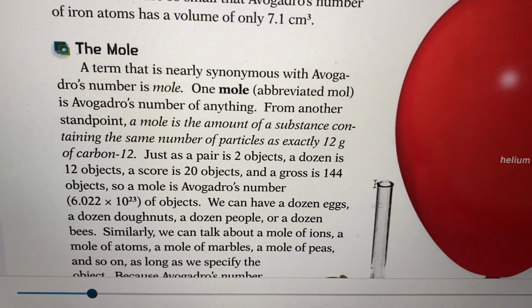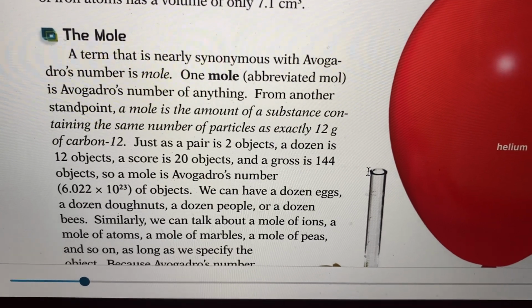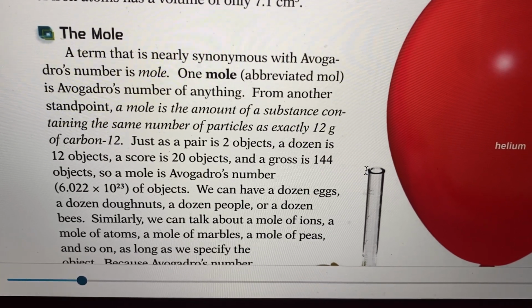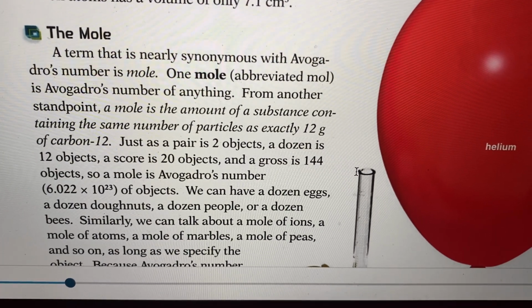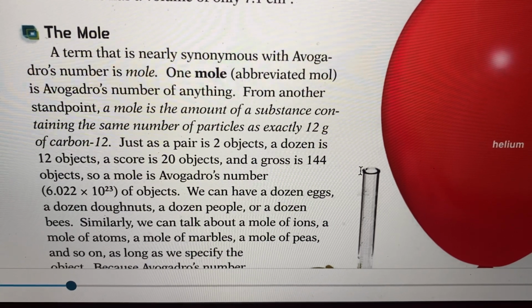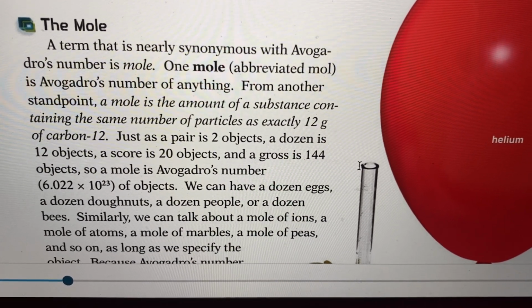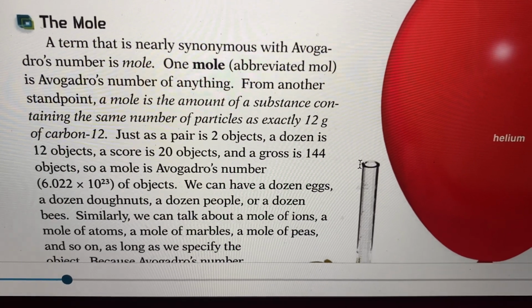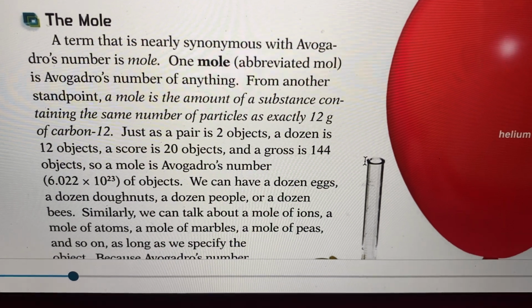Now we're going to talk about a mole. Well, we talked about Avogadro's number. Now, what is a mole? A mole is a term that is nearly synonymous with Avogadro's number. A mole, abbreviated mol, is Avogadro's number of anything. So basically a mole is Avogadro's number. We don't have to say Avogadro's number all the time. We know what that number is, but now we're just going to call it a mole.